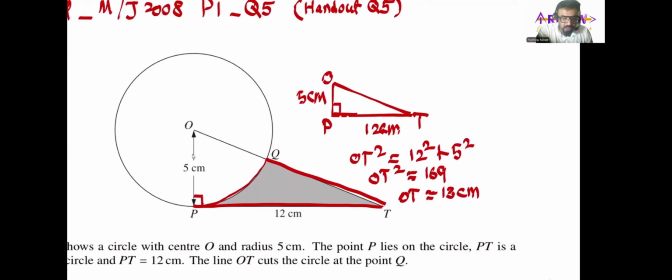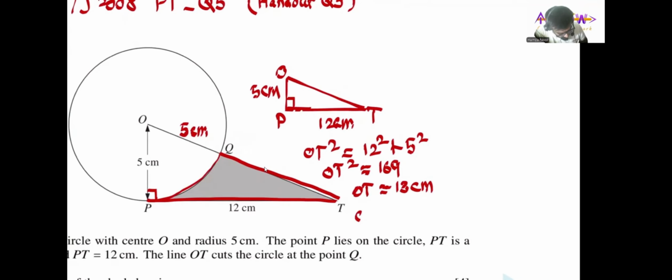And since OP is the radius of the sector, OQ is also the radius. Okay. So OQ is also 5 centimeter. So in order to find this QT, what we have is 13 minus 5. So therefore we can say that QT length is OT minus OQ, which is supposed to be 13 minus 5, which is 8 centimeter. Here we have the length of QT. Okay. So now what we are going to do, we are going to find this arc length PQ.